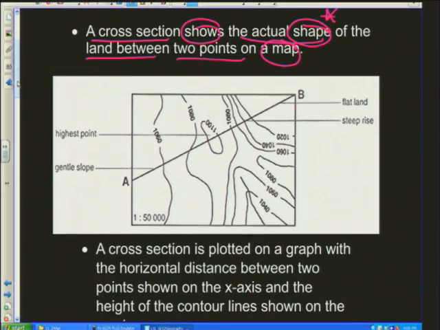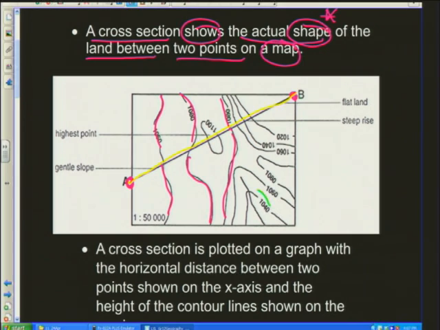In this particular example, we're looking at point A and point B. Between these 2 points, you will note that there are contour lines that run across. What is important for you to remember is that the first step in identifying the cross-section is to ensure that you are drawing a line between the 2 points, right?